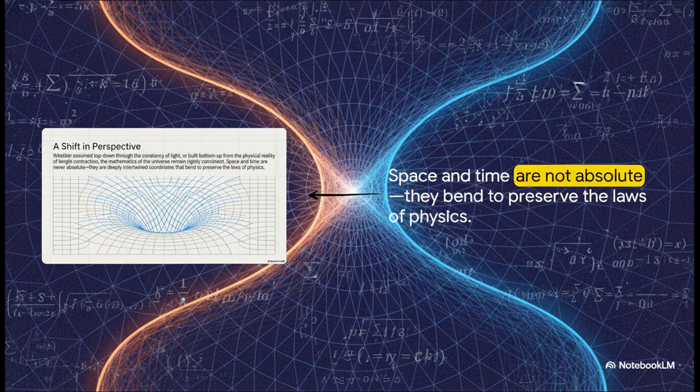Ultimately, what this proves is just how incredibly consistent the mathematics of our universe is. Whether you start from the top down with the strange rule about light, or you build from the bottom up from a physical effect like length contraction, you uncover the same deep truth. Space-time isn't a fixed stage. It's this dynamic, flexible fabric, and there's more than one path to figuring out its secrets.